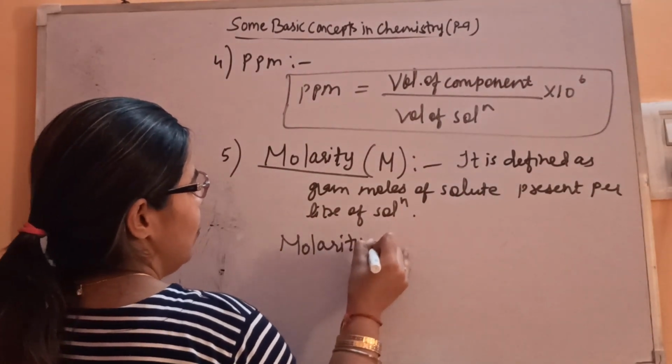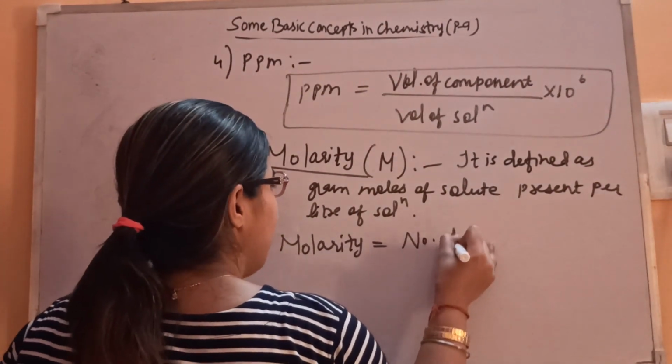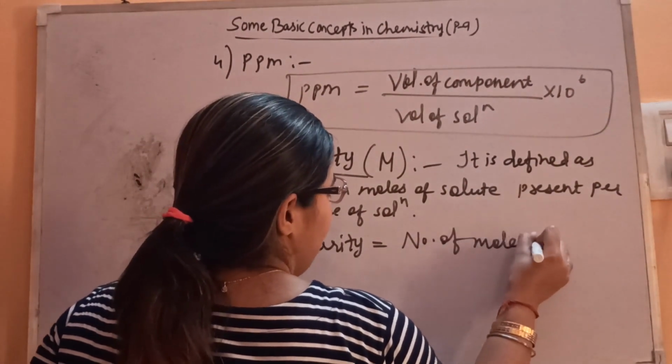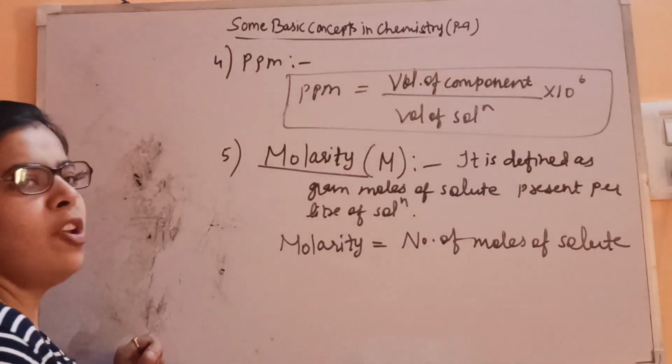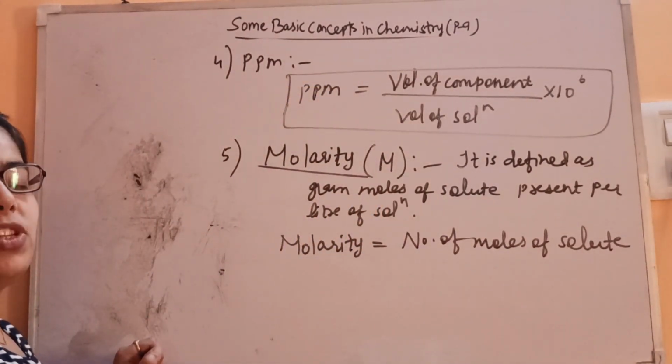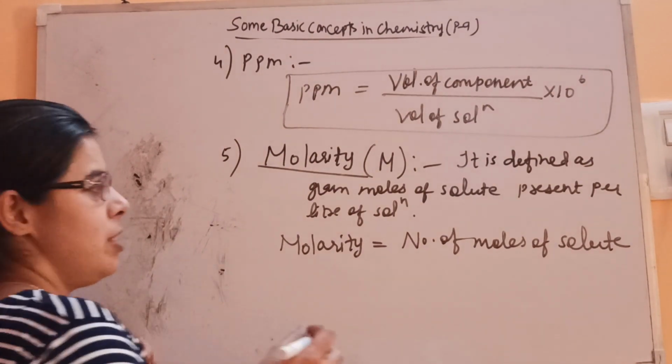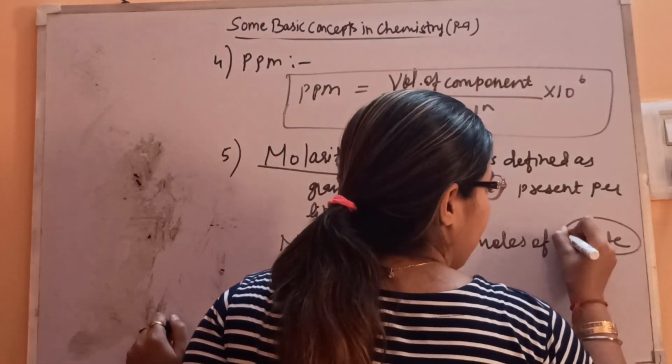Molarity is equal to number of moles of solute. Now see here, the terms are important. If you write only number of moles, then it has no meaning. Which number of moles? Solute or solvent? So this you need to specify.